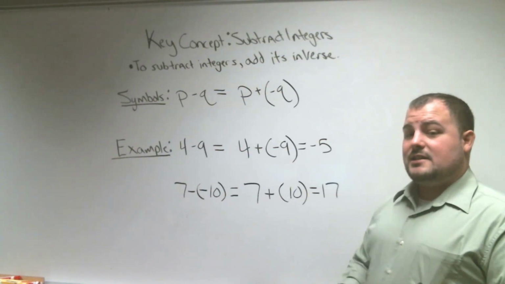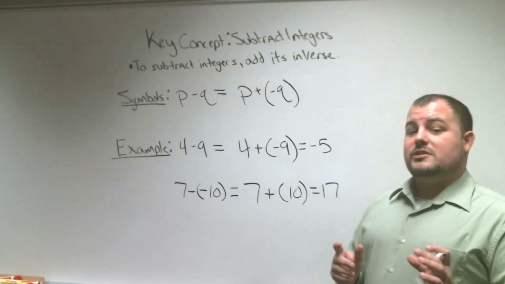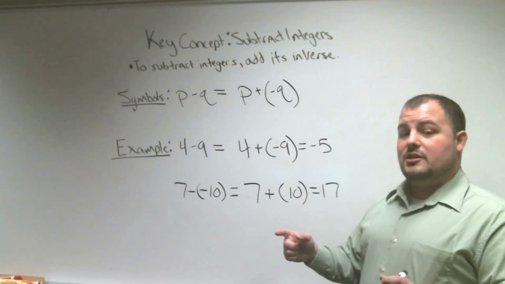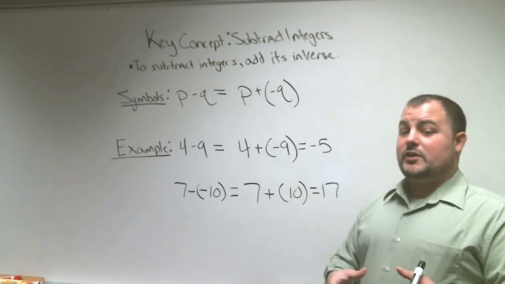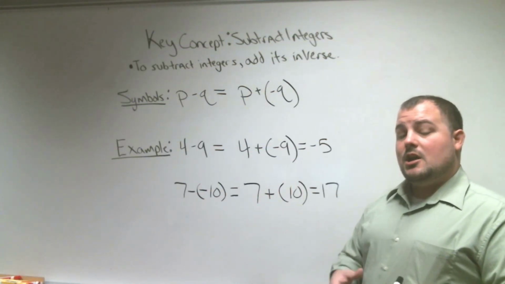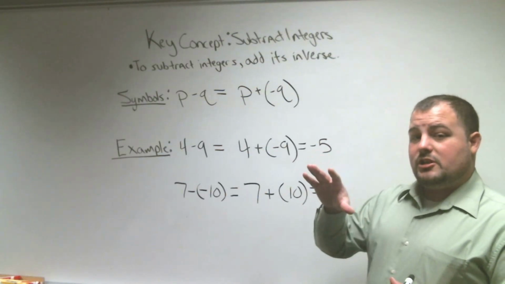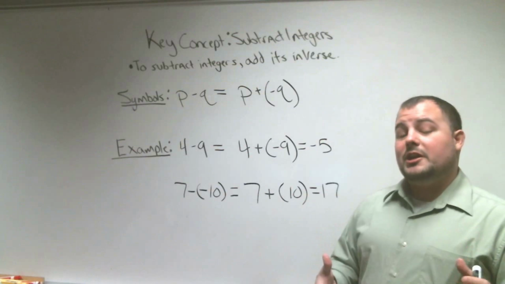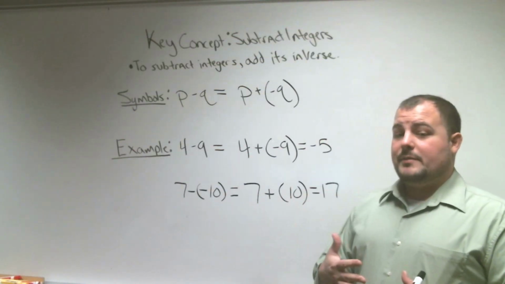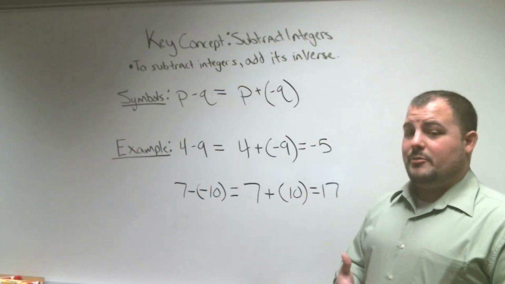So we're going to practice this in this lesson. Our goal is to change subtraction to addition by adding its inverse. Inverse means the opposite of what we see. So we're going to change subtraction to addition, and then we're going to change the number behind to the opposite, whatever it is. So if it's a positive, we're going to make it negative, and if it's a negative, we're going to make it positive.